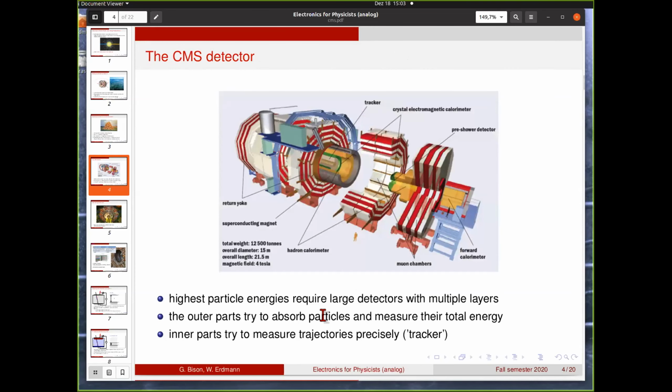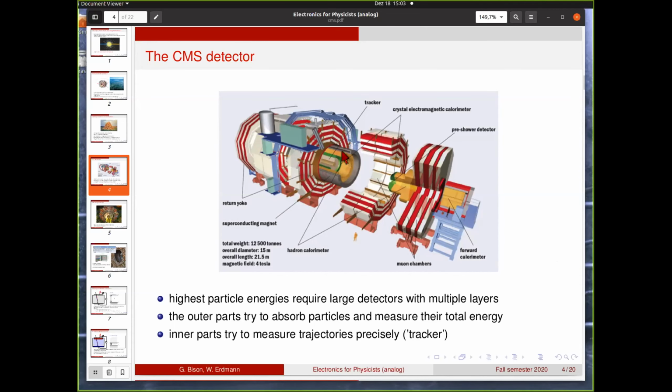This shows a schematic view of the CMS detector. So the protons come in from the left and from the right, and they collide in the center of this detector. This thing is pretty big because to detect the particles of the highest energy, you need very large detectors that are massive enough to actually stop these particles. So you need a lot of material here at some point to really stop the particle and measure the full energy of these.